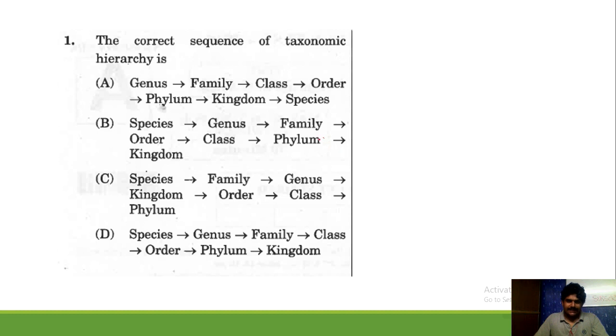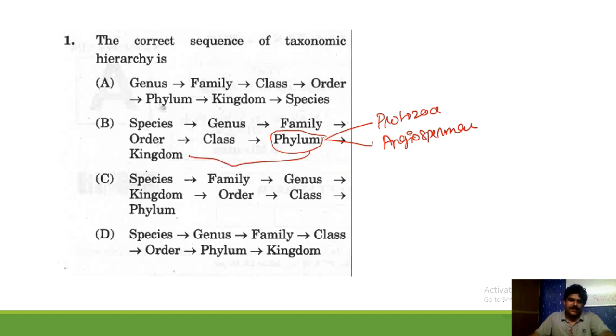We can take examples for phylum: phylum Protozoa, phylum Angiospermae. These are examples for phylum. A group of phyla will make a whole kingdom. For example, for kingdom, the examples are Plantae and also Animalia.